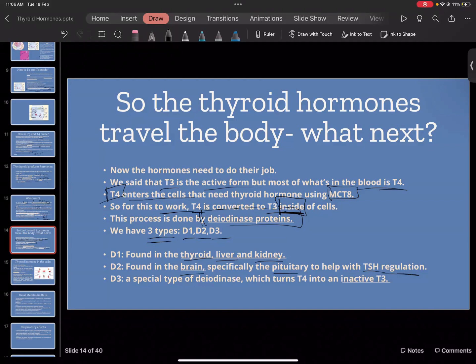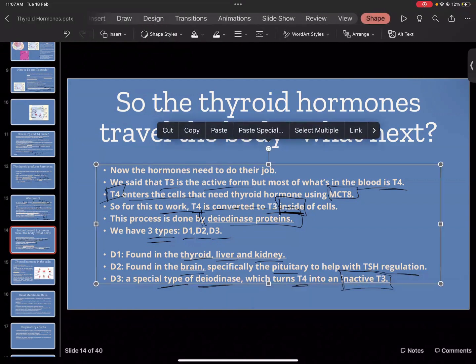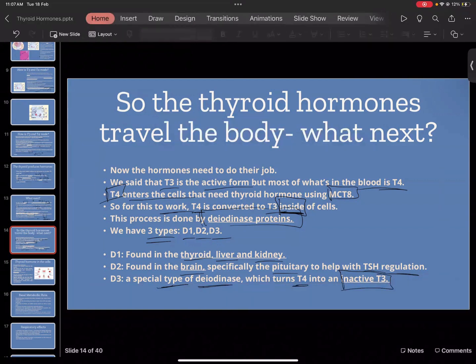D3 is a special type of deiodinase which turns T4 into an inactive T3 type. So sometimes you have too much T4, you have too much T3, and your body's like, okay, what do I do with it now? And we know that T3 is the active form of the thyroid. So the body decides to change the T4 into an inactive T3. So basically the inactive T3 does nothing. It has no function. Clear?